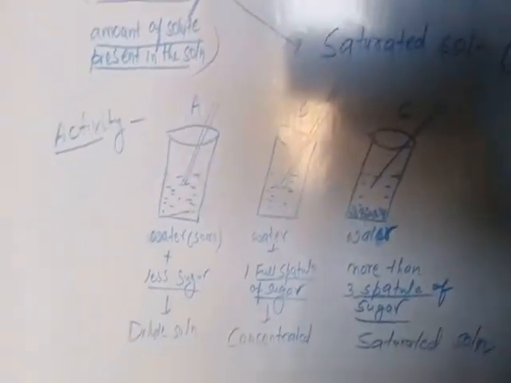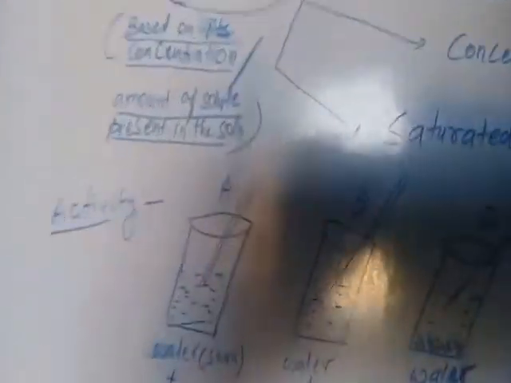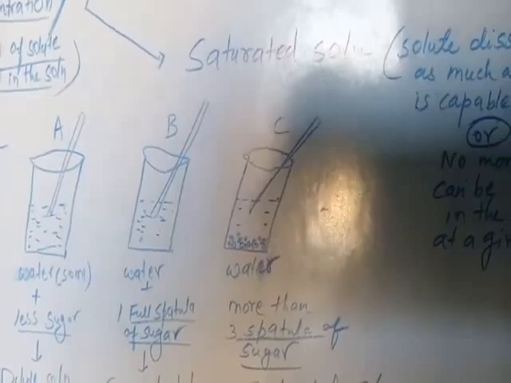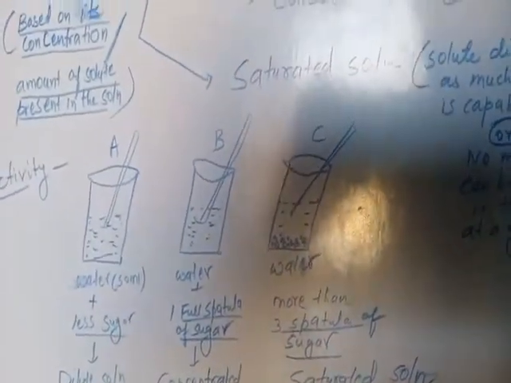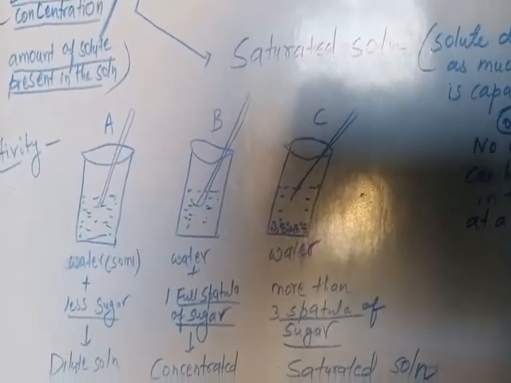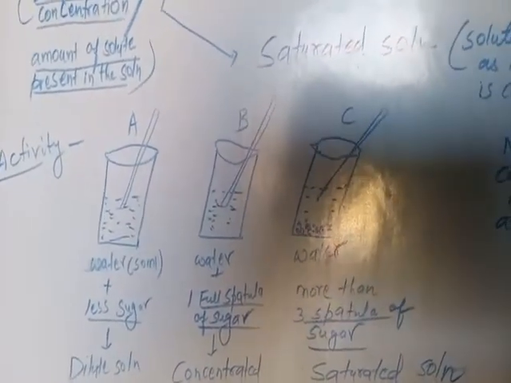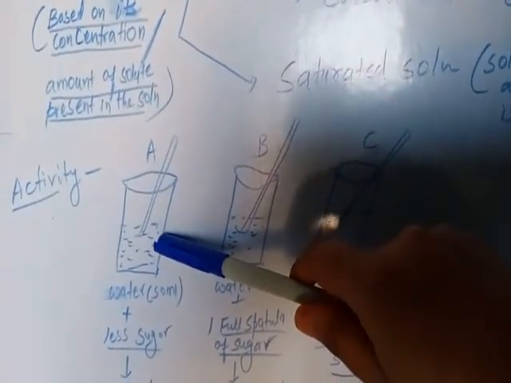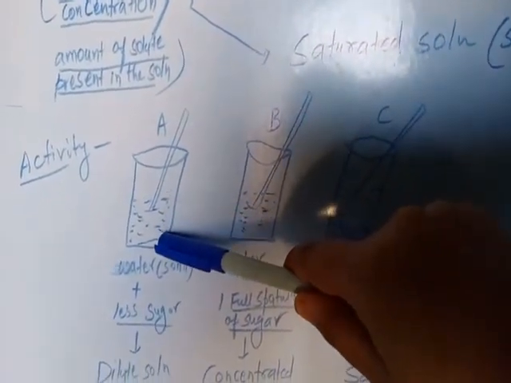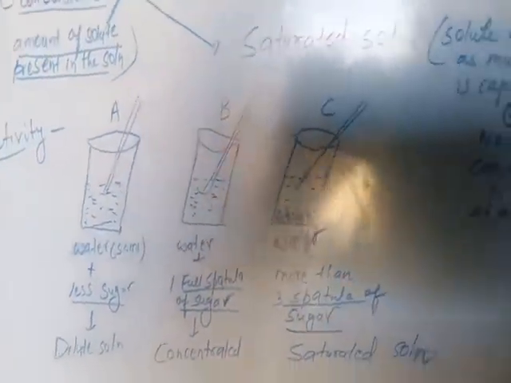So we will take three beakers, beaker A, beaker B and beaker C, as you can see in the diagram. In beaker A we will take 50 ml of water, and similarly in beaker B and beaker C. So all the beakers have 50 ml of water in them. Now in beaker A we will add some sugar particles and mix it thoroughly so that it forms a sugar solution.